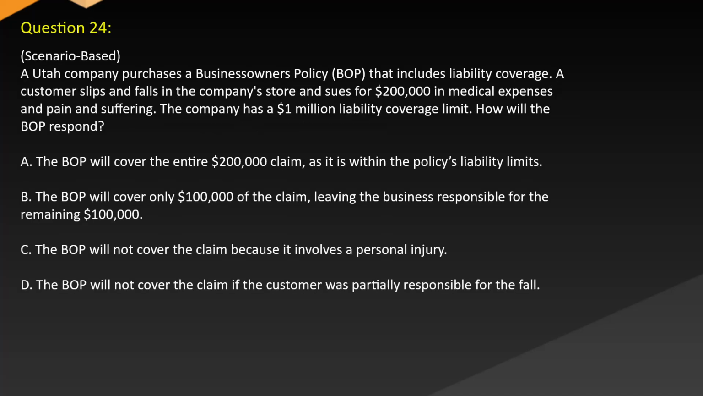Question 24. Scenario-based. A Utah company purchases a business owner's policy (BOP) that includes liability coverage. A customer slips and falls in the company's store and sues for $200,000 in medical expenses and pain and suffering. The company has a $1 million liability coverage limit. How will the BOP respond? A. The BOP will cover the entire $200,000 claim as it is within the policy's liability limits. B. The BOP will cover only $100,000 of the claim, leaving the business responsible for the remaining $100,000. C. The BOP will not cover the claim because it involves a personal injury. D. The BOP will not cover the claim if the customer was partially responsible for the fall.